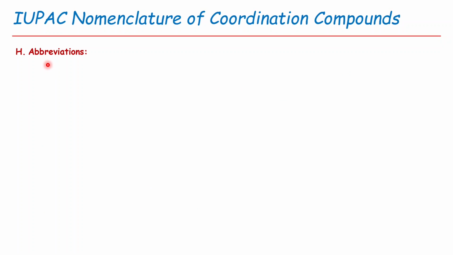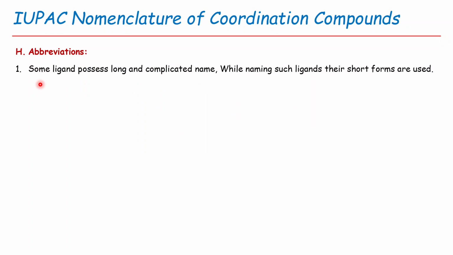The next point is abbreviations. Some ligands have long and complicated names, so while writing such ligands, we use their short forms. An example is en. This abbreviation en is used for the ligand ethylenediamine. Similarly, the abbreviation py is used for the pyridine ligand, and so on.